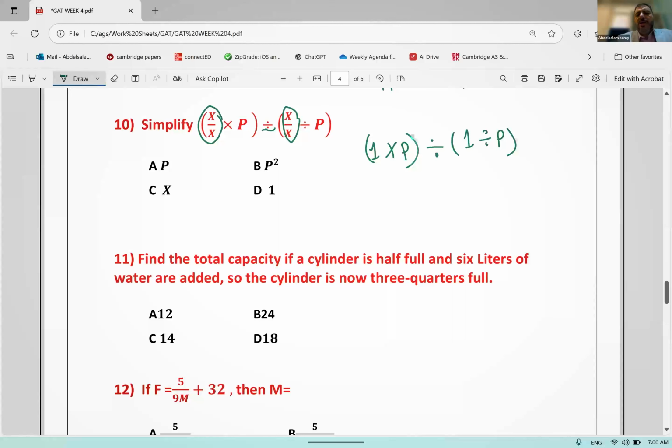1 multiplied by any number or variable: 1 times x is x, 1 times 4 is 4, 1 times 3 is 3. Beautiful. So this is b.